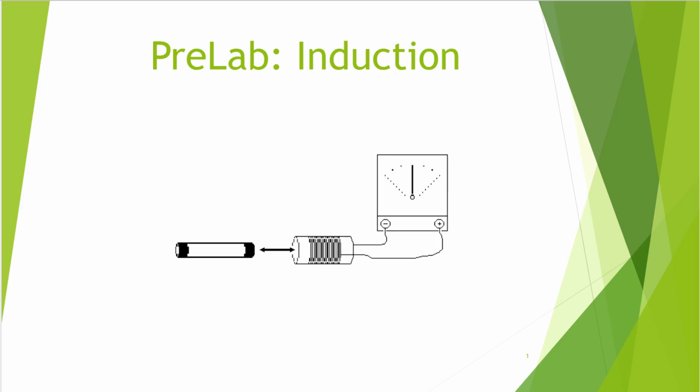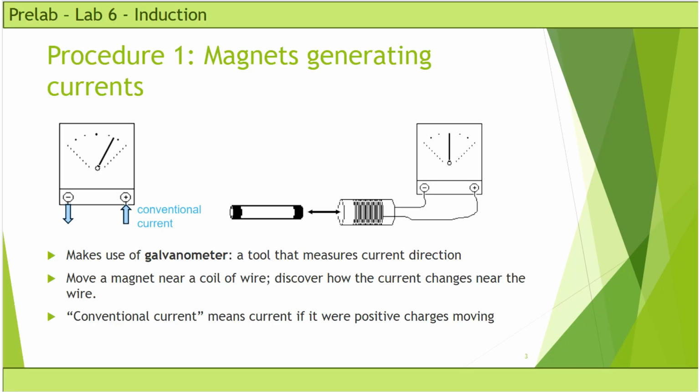So real quickly, I wanted to mention a few things about the lab, especially since you didn't have me in person to really guide you through the directionality of the inductive current. We're going to use this device called a galvanometer. It's actually really quite similar to the ammeter, the device that measures the current that we've used before.